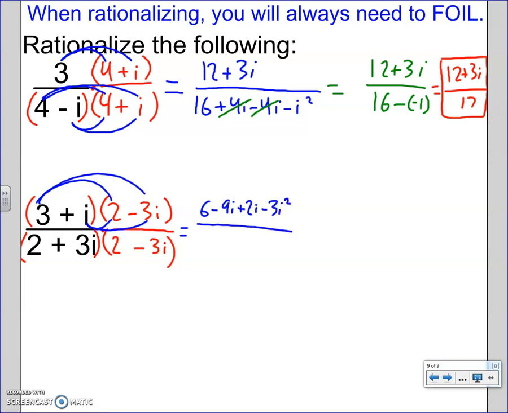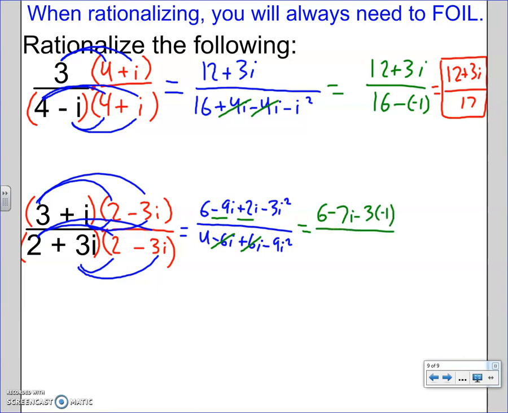On the bottom, 2 times 2 is 4. 2 times negative 3i is negative 6i. 3i times 2 is positive 6i. And positive 3i times negative 3i is negative 9i squared. Remember, when we combine the bottom, this negative 6i and positive 6i cancel out, because that always happens when you change the sign in the middle and you FOIL. On top, I'll combine this now: negative 9i plus 2i is negative 7i. Negative 3i squared, I'm going to change to negative 3 times negative 1. On the bottom, it's 4 minus 9i squared, which changes to negative 1.